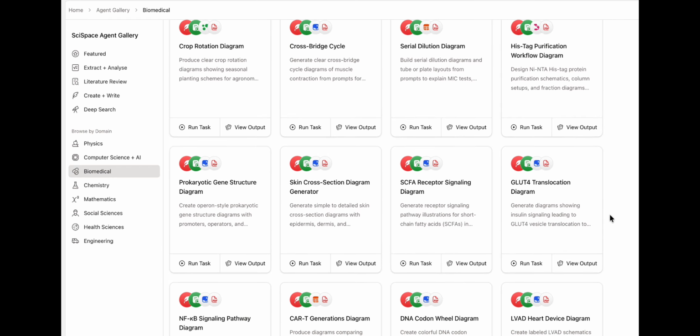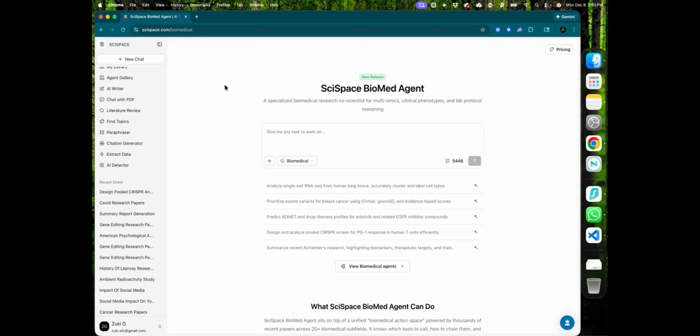It understands biology. Alright, let's try some practical use cases. The first step is to go to this website scispace.com/biomedical, and here you will see the dropdown will have biomedical selected here. And if you don't have a SciSpace account yet, the link is in my description.